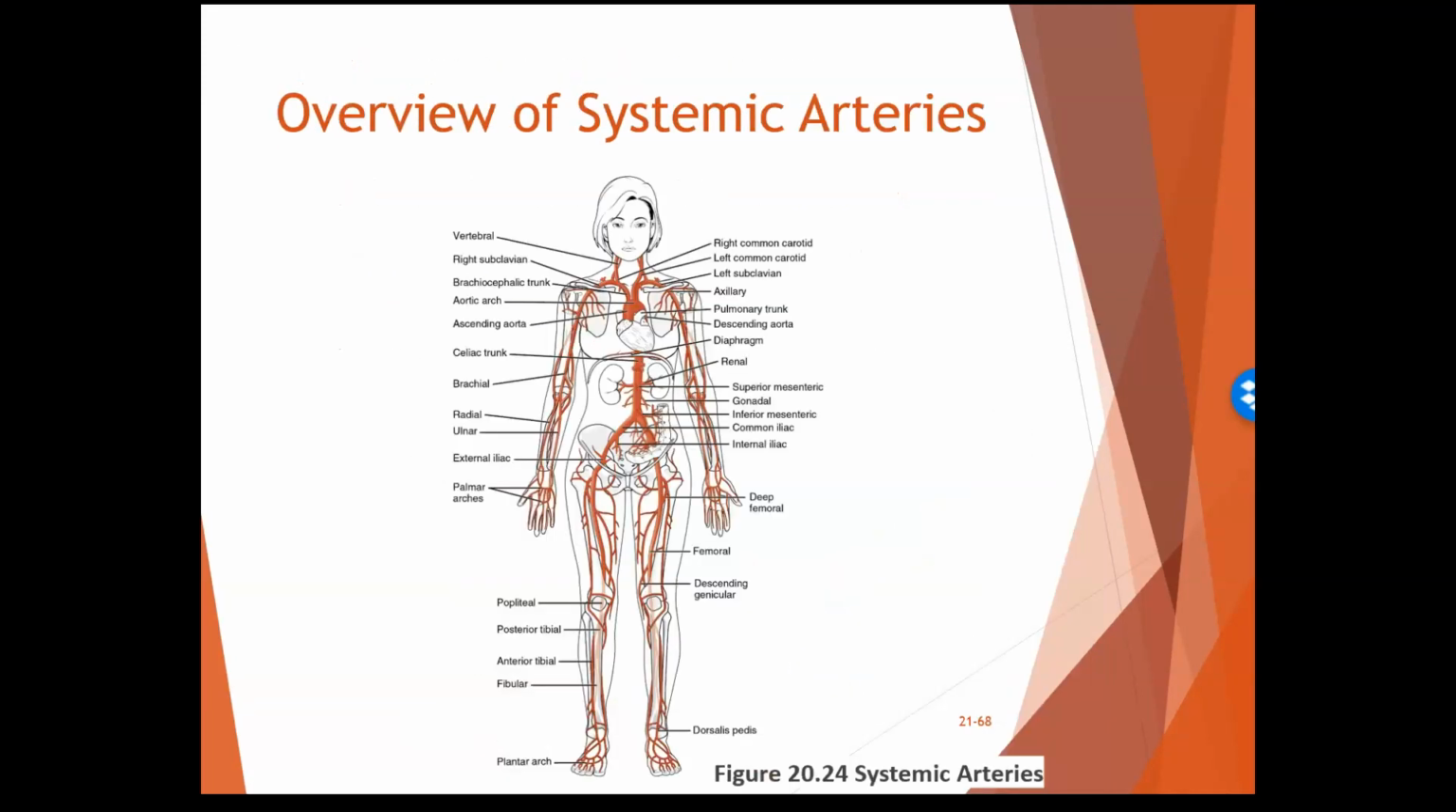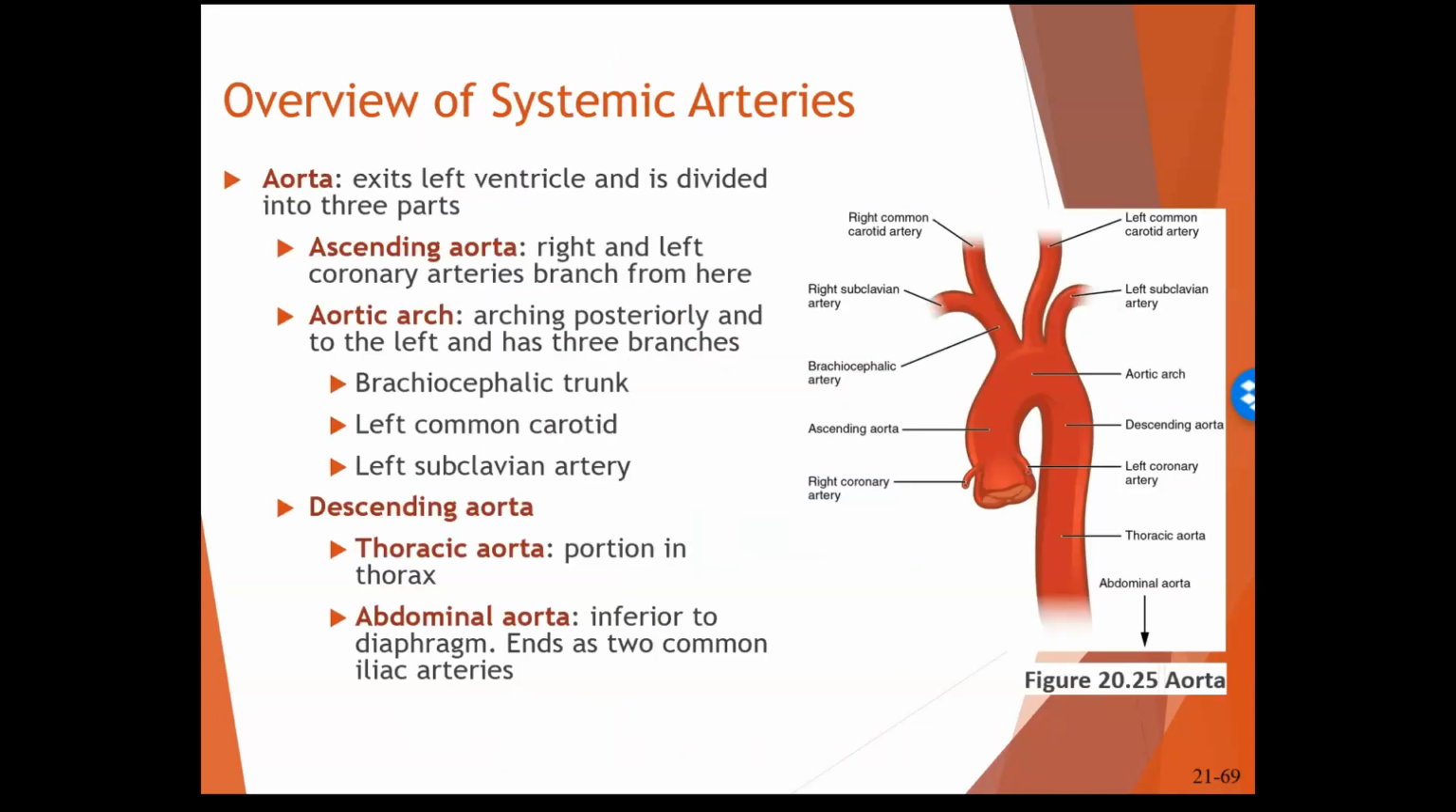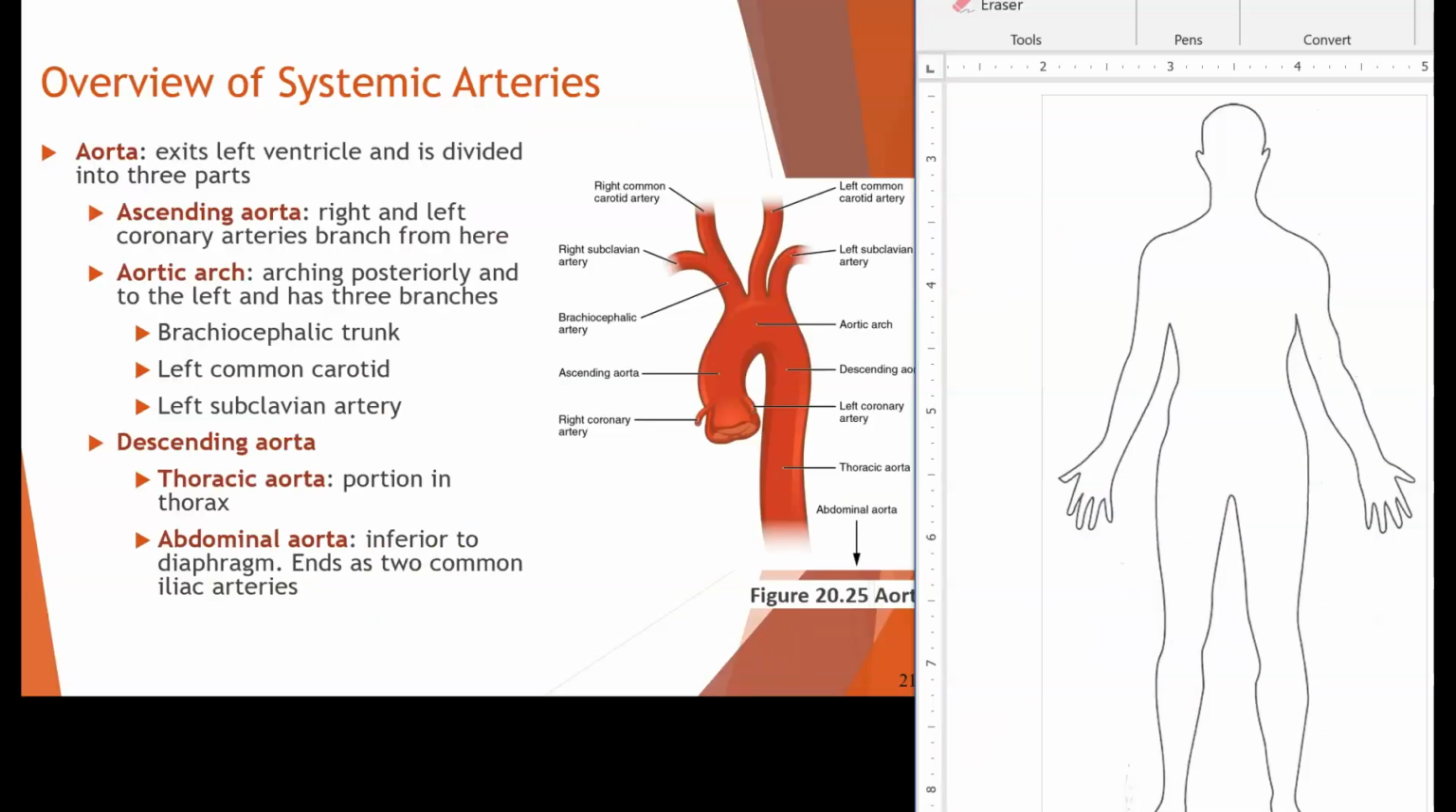So now let's go into our overview of systemic arteries, starting with the aorta. Okay, so now I've got my little figure here. Hopefully this isn't too small for you. And I'm going to start out by just drawing a heart. We know that the aorta is going to come off of the heart. So I'm going to kind of draw this a little dramatically on here. There's my aorta, and we'll continue it down in a second.